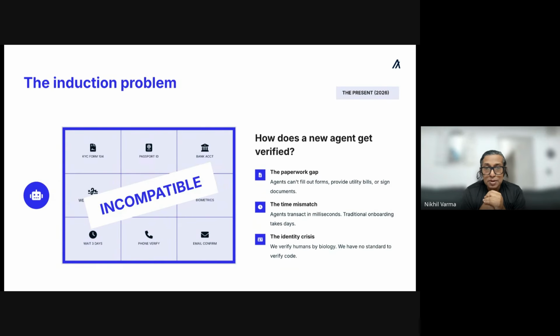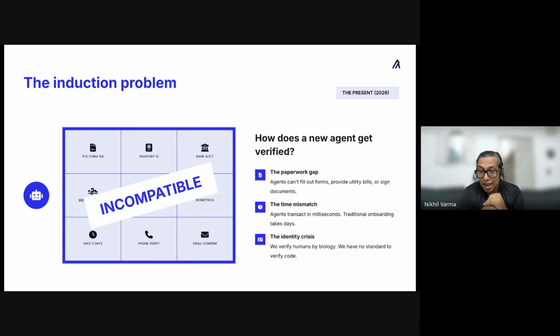This protocol gap creates something called an induction problem. The induction problem, as I mentioned, is like the way you induct people: how do you recruit people? How do you interact with people? They have their KYC forms, you have passports, you have bank accounts, you have signatures. Some countries have started using digital signatures, but in many places we still have wet signatures. You have to sign on paper. You have utility bills. Agents can't do that.